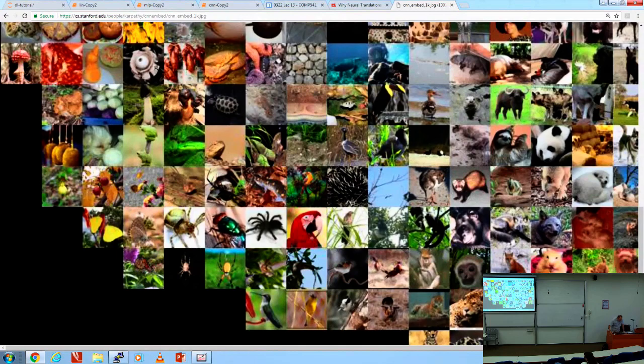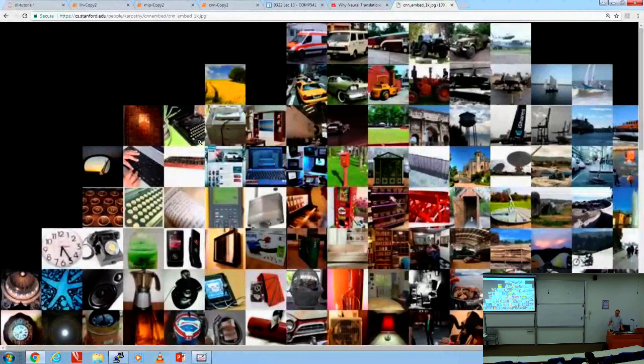So basically, when you visualize this 4096 dimensional space, you see these regions in the 2D, lower dimensional representation that are maybe semantically meaningful. Okay.